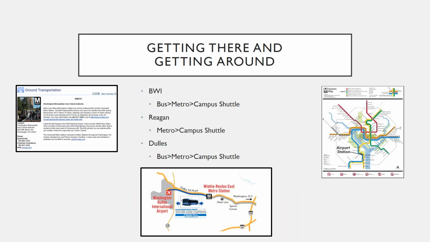Let's take a look here. If you fly into Baltimore, you'll take a bus and then the metro and then a campus shuttle. If you fly into Reagan, you take the metro and then the campus shuttle. If you fly into Dulles, there's a bus, then the metro, then a campus shuttle.